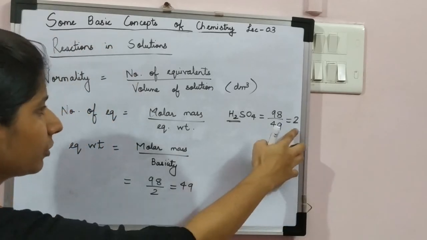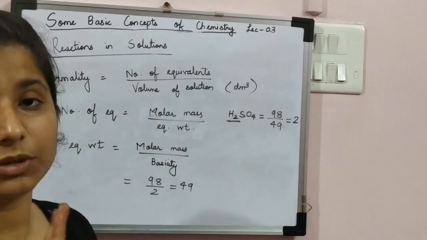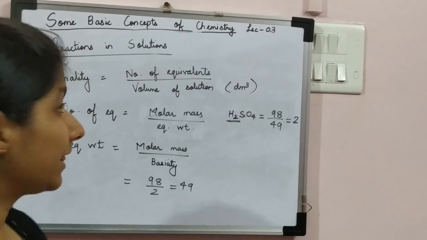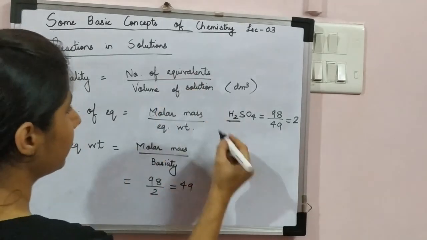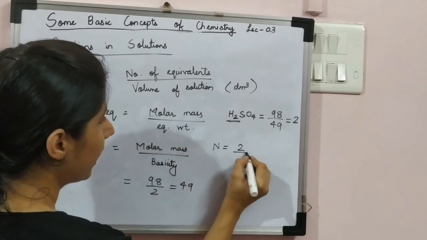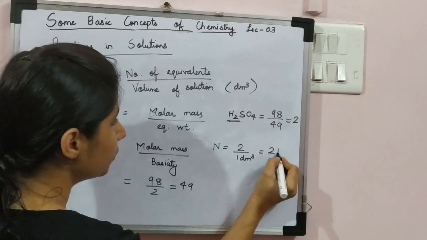Now this number of equivalents is what I will be substituting. So remember, in normality we actually don't substitute any weights. We first calculate the number of equivalents and then substitute that value. So let's say the number of equivalents for H2SO4 is 2, and let's say the volume of the solution is 1 decimeter cube. So this comes out to be 2 normal.